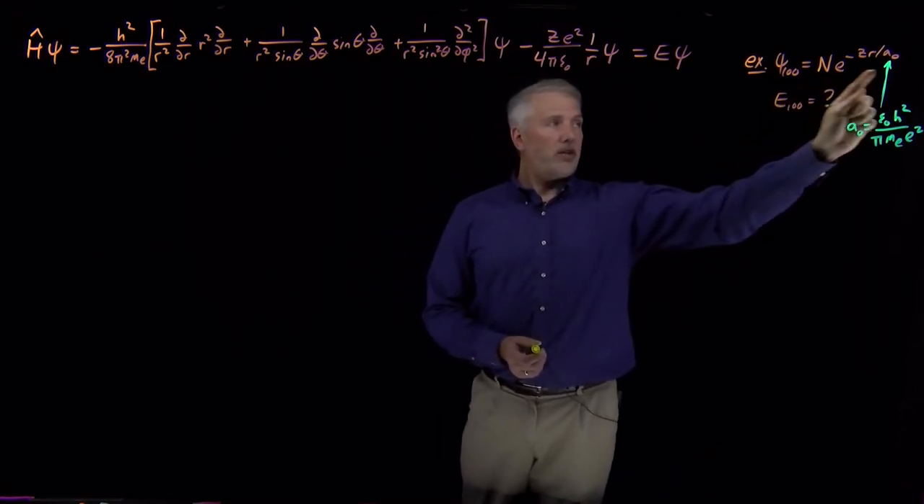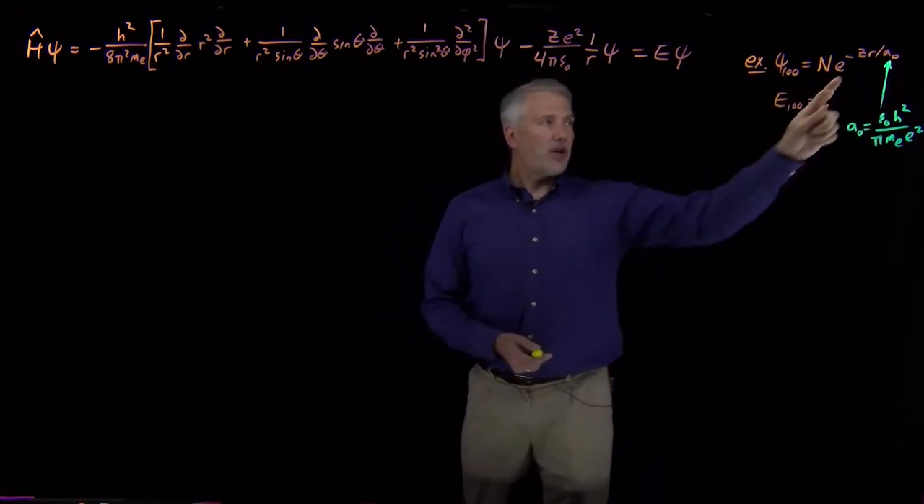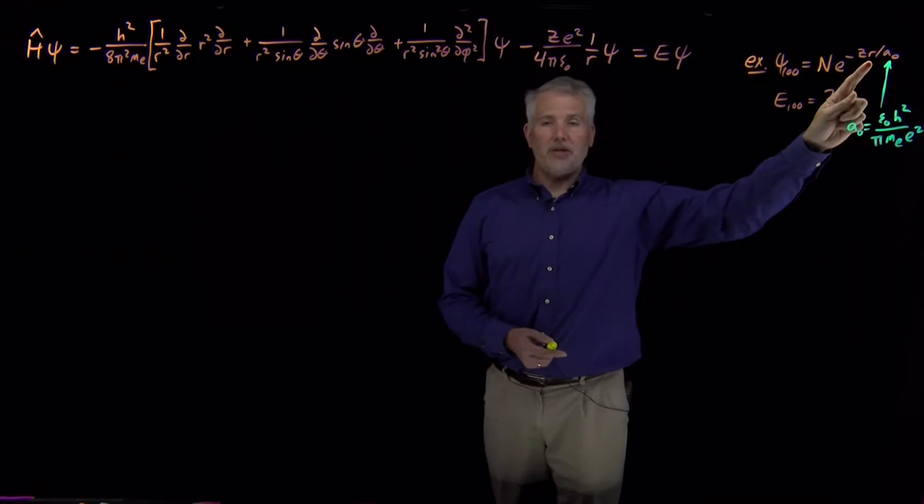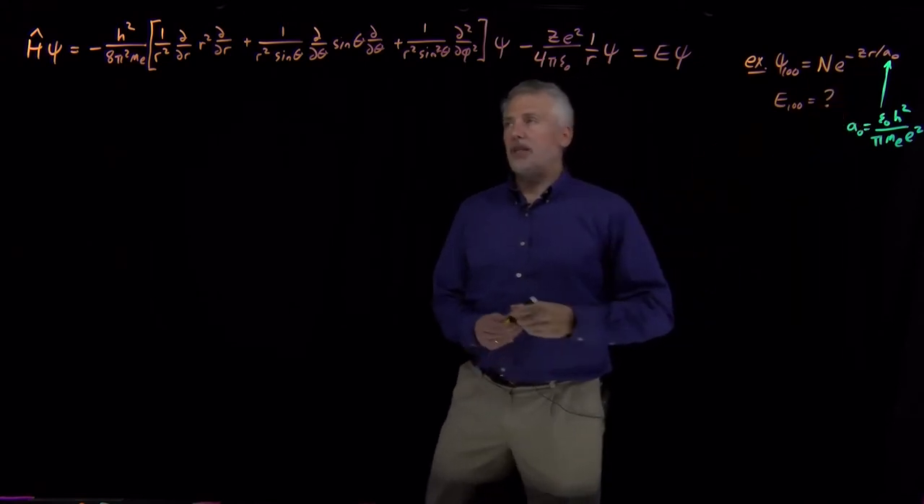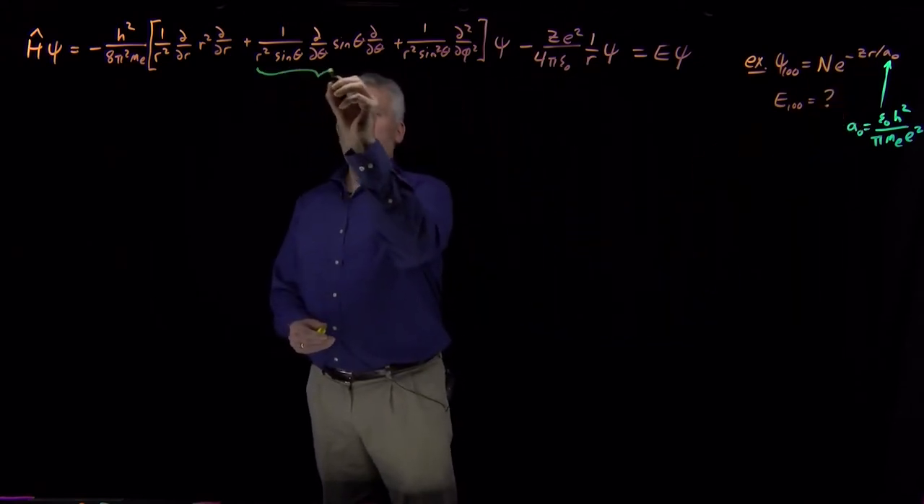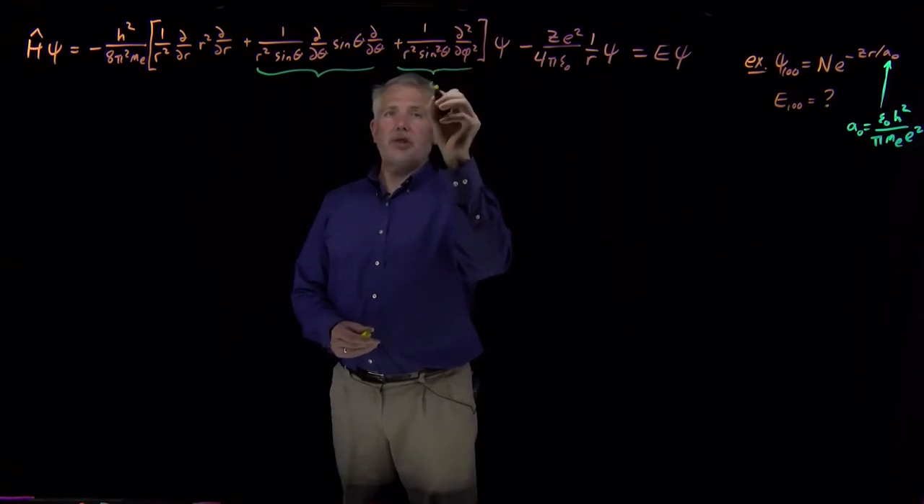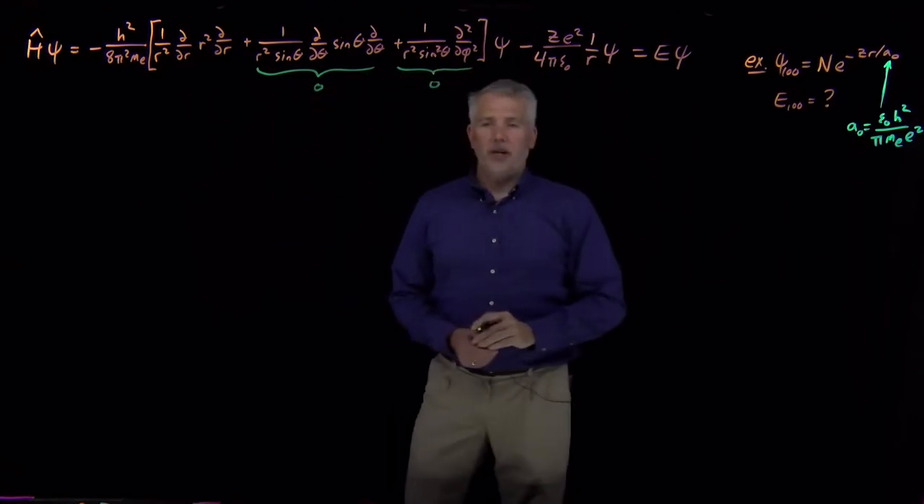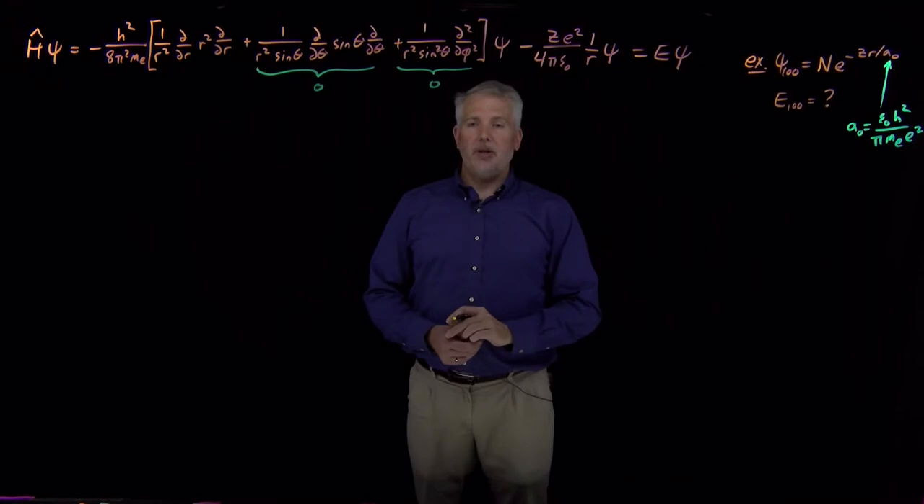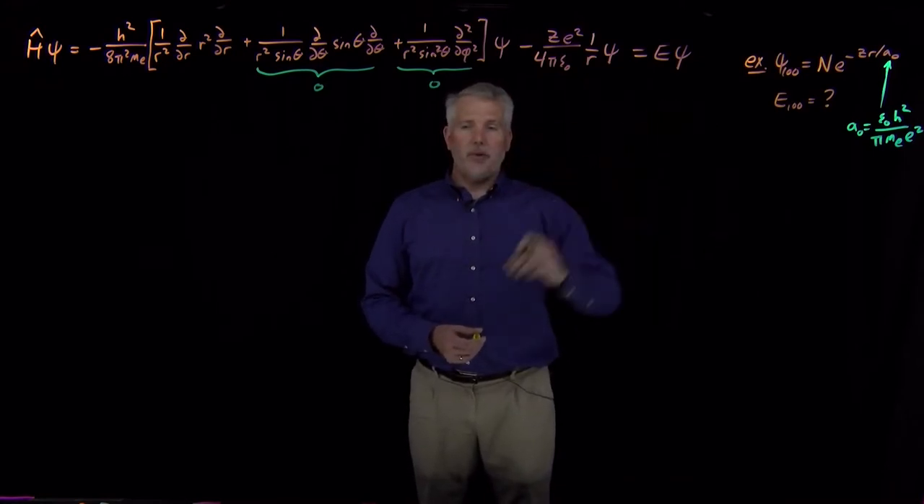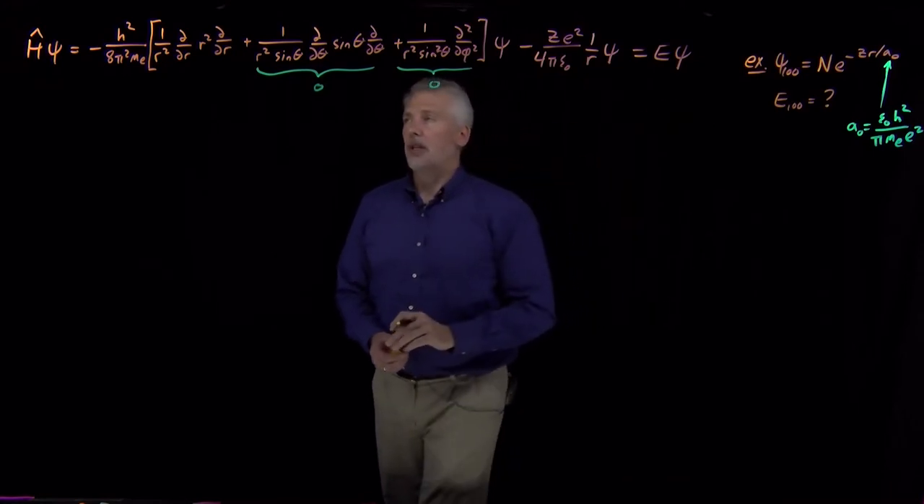The fact that we're using an l equals 0, m equals 0 wave function means there's no angular dependence in the wave function at all. There's r's in the wave function, but no thetas or phis. That means that this term and this term, which involve theta and phi derivatives, are going to completely disappear once I take theta and phi derivatives of the wave function. So that makes it a little bit easier.